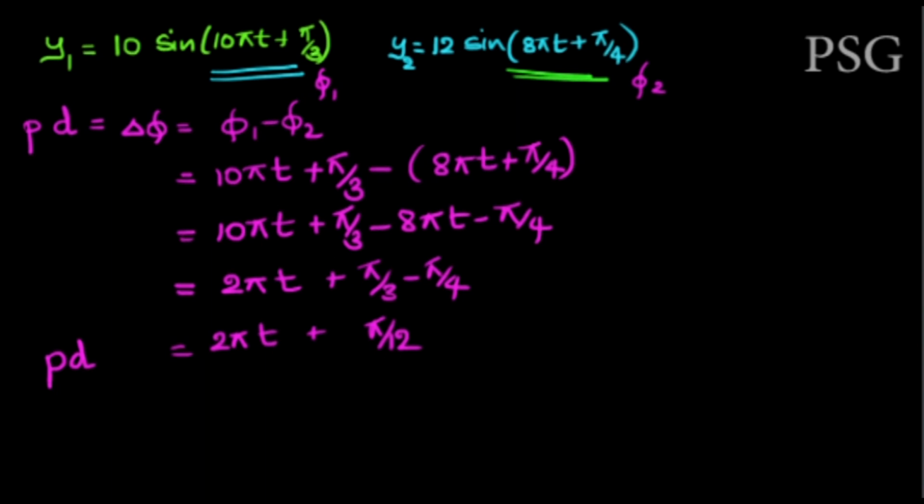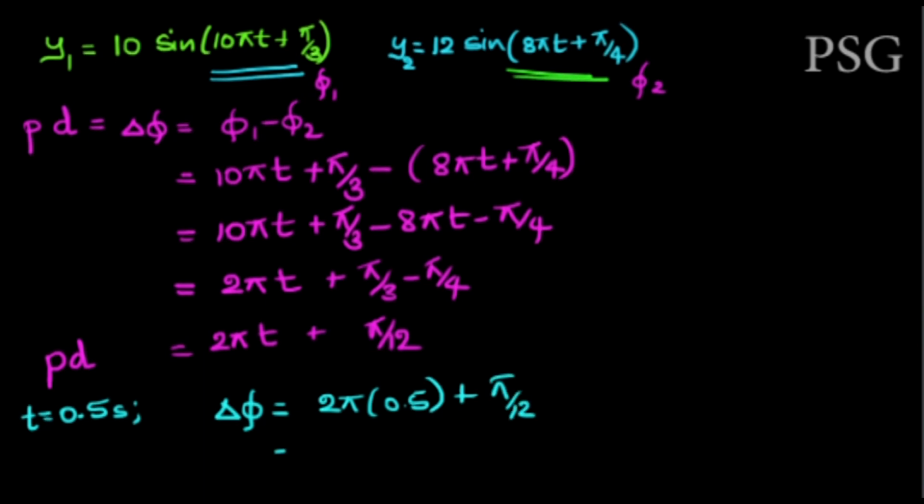Now it is asked in the question, what is the phase difference at t equal to 0.5 seconds? At time 0.5 seconds, what is the phase difference? So substitute the value of t here. Phase difference delta phi equals 2 pi into 0.5 plus pi by 12, and 2 pi into 0.5 is pi, plus pi by 12, and this can be written as 13 pi by 12. The option A is correct.